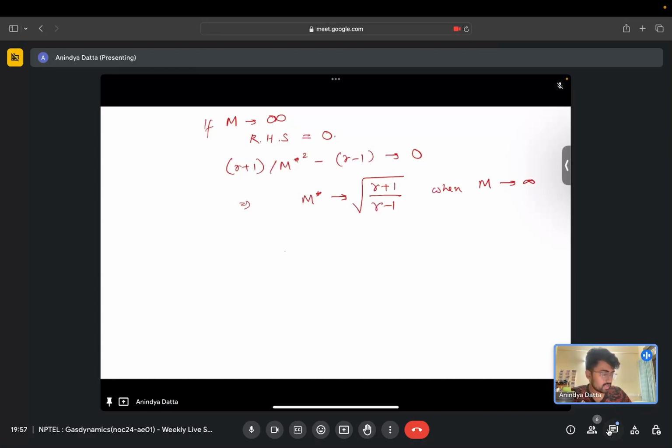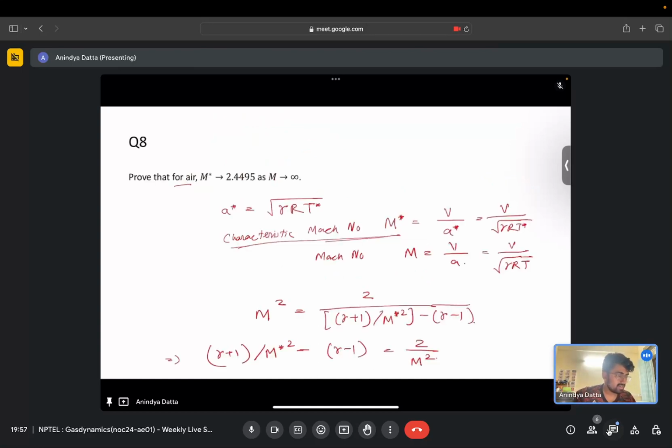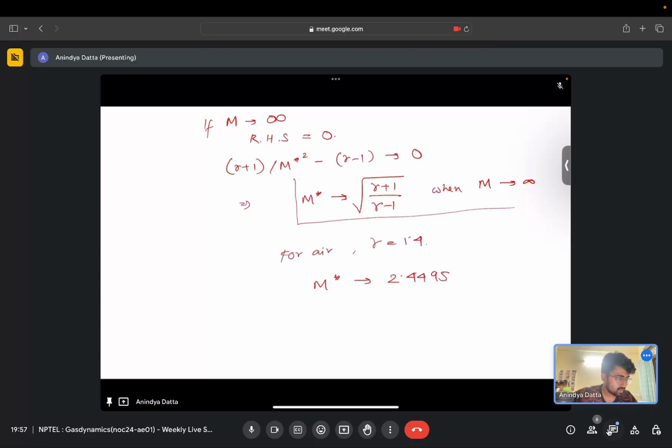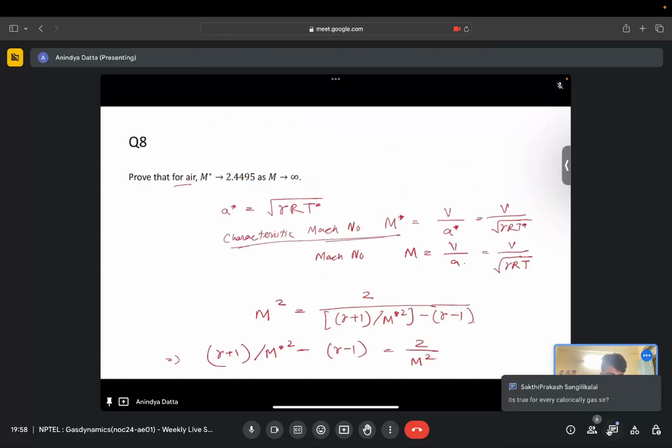Now for air, gamma is equal to 1.4. If we put these values here, we get M star tends to 2.4495. What we need to remember is that the characteristic Mach number tends to some finite value when Mach number tends to infinity, or goes to a very large value. Any doubts?